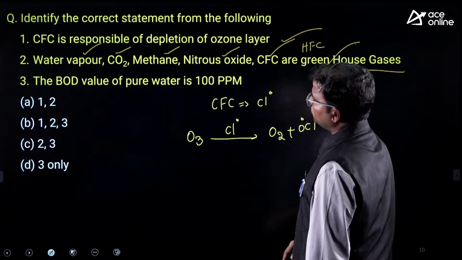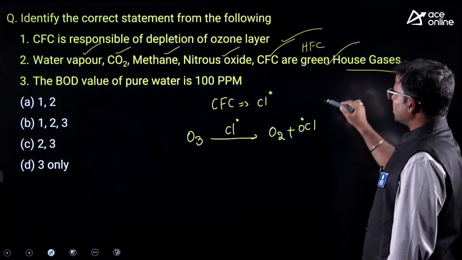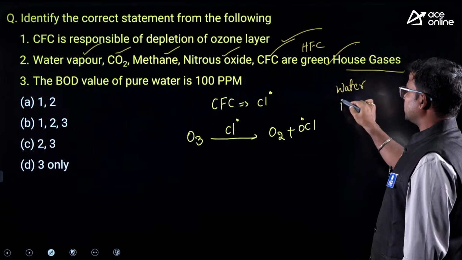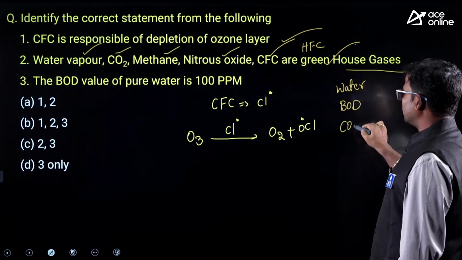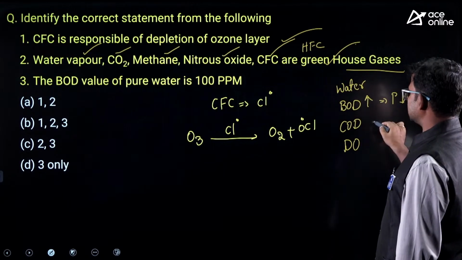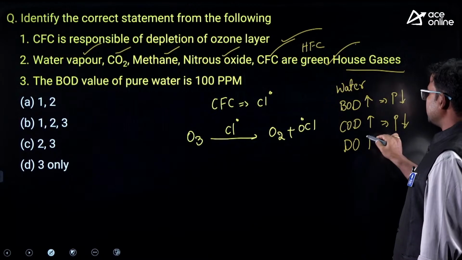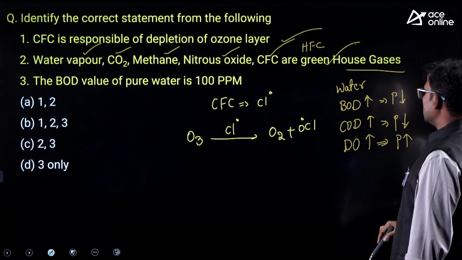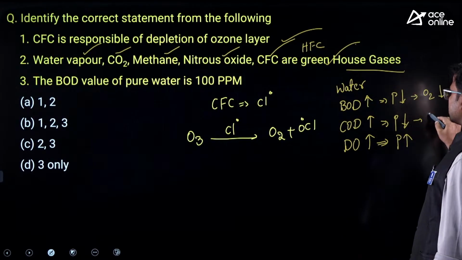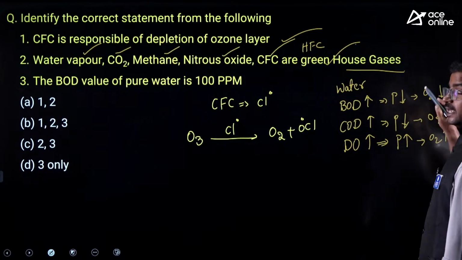Next, BOD value of pure water is 100 ppm. ppm stands for parts per million. Actually, water purity is indicated in terms of BOD, COD and DO. If BOD value increases, purity of water decreases. If COD value increases, purity of water decreases. If DO value increases, purity of water also increases. BOD increases means the amount of oxygen decreases. COD increases means the amount of oxygen decreases. DO increases means the amount of oxygen increases.